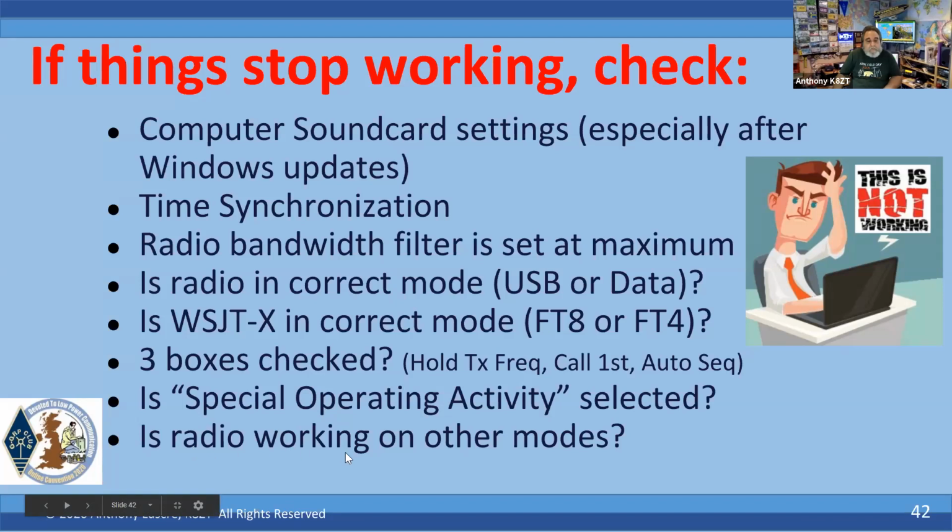And one final check that you can always do is, is the radio working on other modes? If it's not working on other modes, I had a friend recently, we couldn't make a contact 5 miles away. Well, it turns out he had a broken antenna lead coming into the house, so he was not connected to his antenna. And that affects all modes, not just WSJT-X.